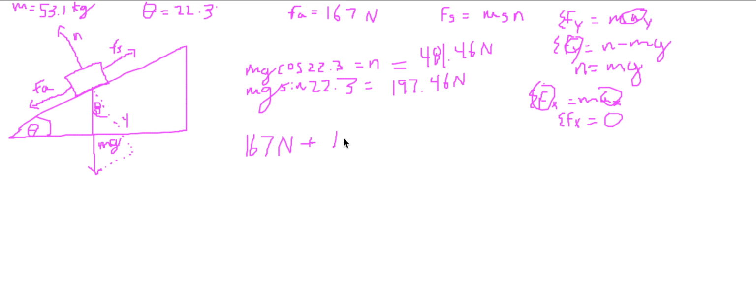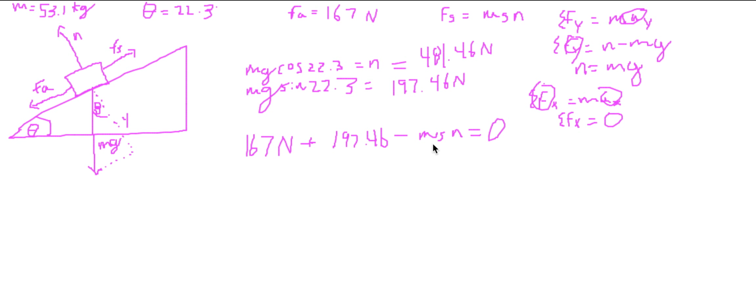So we can add that here, 197.46. And then our final thing in the x direction is going to be the force of static friction. That's opposite, so it is minus Fs. And since Fs is equal to mu s N, we can replace Fs with mu s N, and that is equal to 0.